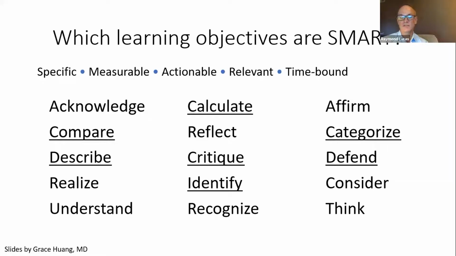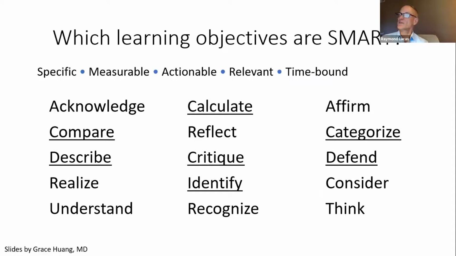And the verb of the learning objective is very important, because that is going to set the stage for everything else that you're going to do in your learning activity. So for example, here are some verbs. If you look at the verbs that are underlined and the verbs that are not underlined, the verbs that are underlined are really more amenable to what we call a SMART evaluation. Some of you may have created SMART goals before. The SMART acronym means it's specific, it's measurable, it's actionable, it's relevant, and it's time bound.